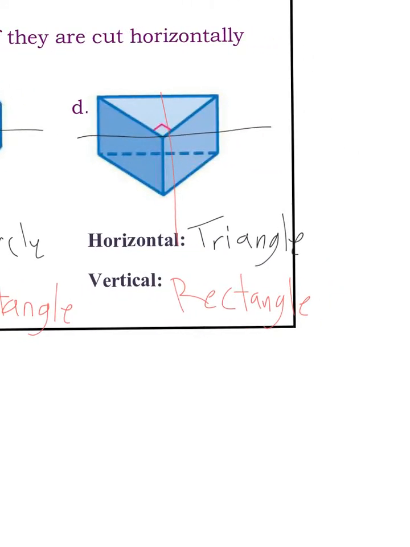The last one, if you cut it straight across, you're looking at a triangular cross section, and you can kind of cheat on that by just looking at the bases. And then going at it straight up and down, yeah, I would have to say that would make a rectangle as well.